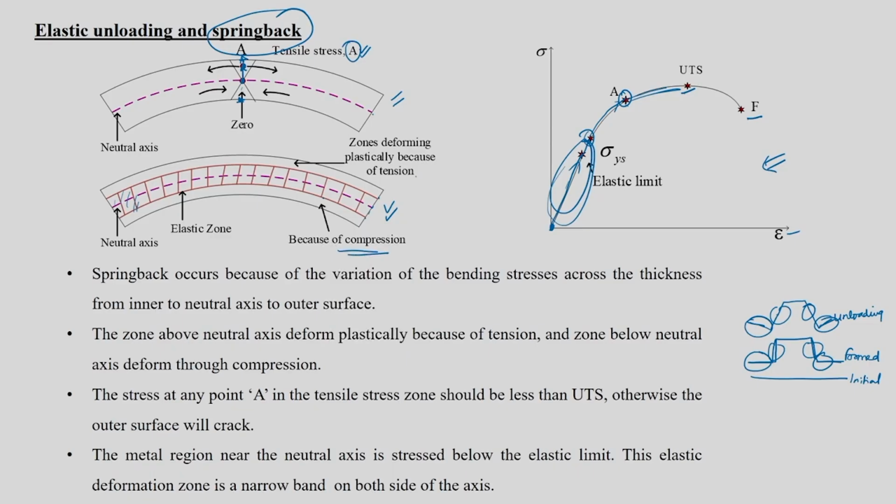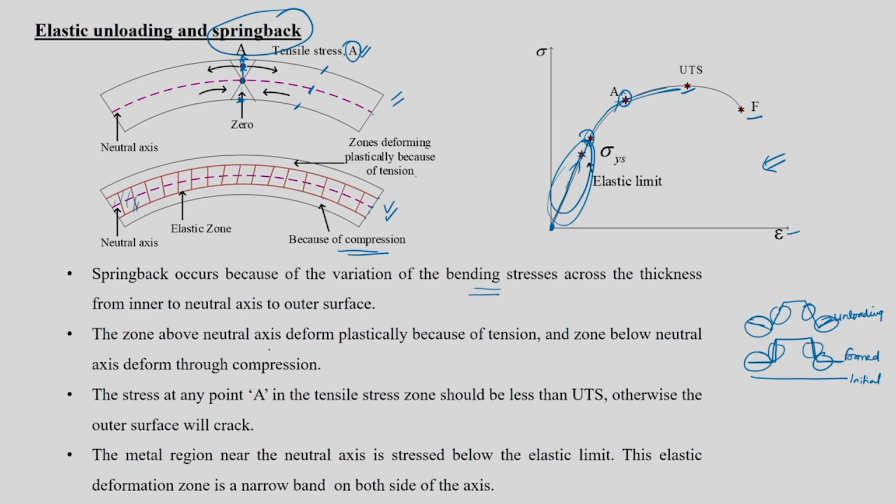That means above the neutral axis and below the neutral axis, there is a small band of elastic deformation, and beyond that you will have plastic deformation because of tension and compression. So now this is the situation we have. We say spring back occurs because of variation in the bending stresses across the thickness from inner surface to neutral axis to outer surface. There will be variation in bending stresses, which you already calculated as sigma 1, and we are saying that is the reason for spring back.